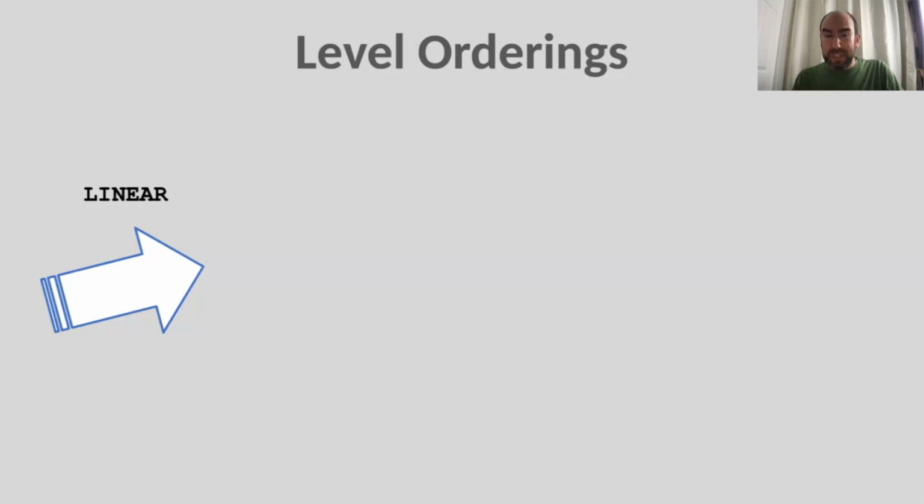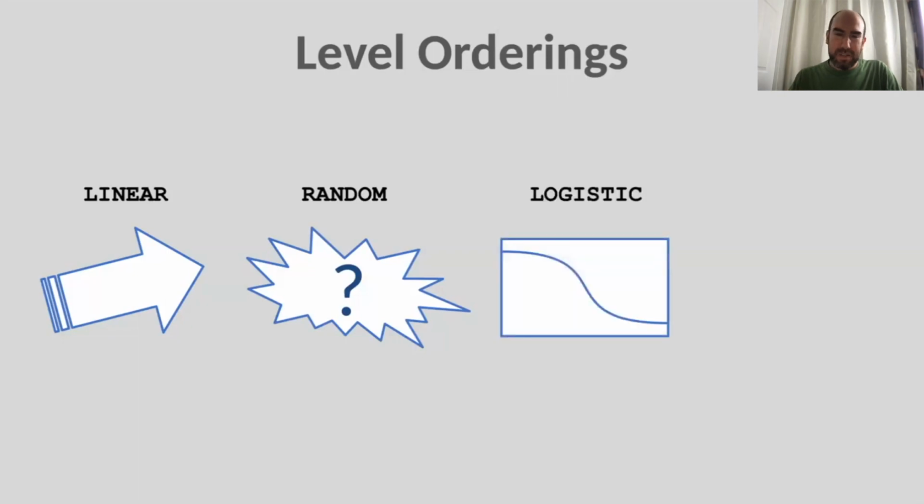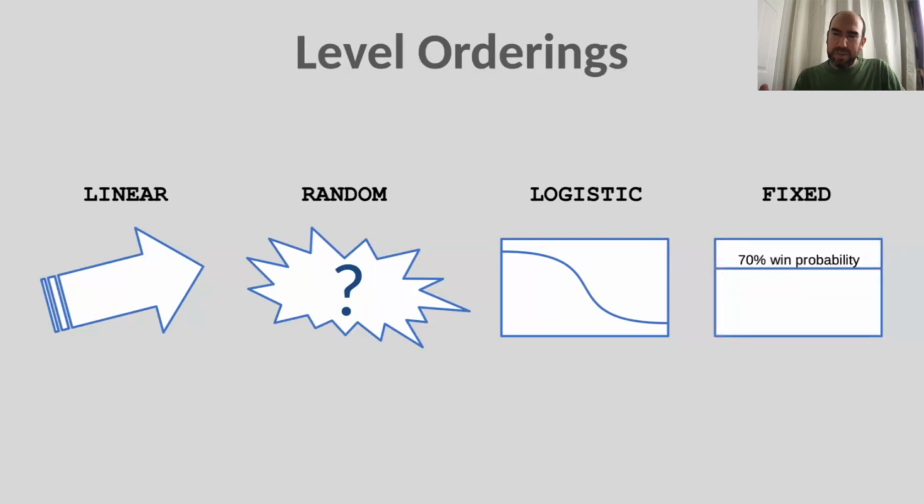So one was linear, which is basically just going from the easiest level to the hardest, strictly increasing. Random, which is just randomly giving people a level from one they haven't played yet. Logistic, which is this kind of difficulty curve where as players get better, we want the probability of them winning to go down. And then we also tried a fixed probability, where they had a reasonably high expected probability of winning throughout the whole time, which didn't change.